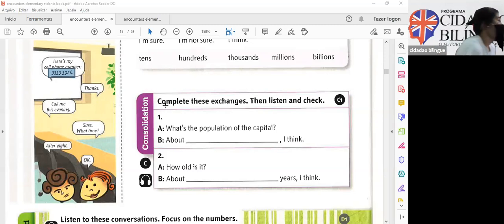Language focus. What's the population of the capital? About 3 million, I think. How old is it? About 60 years, I think.